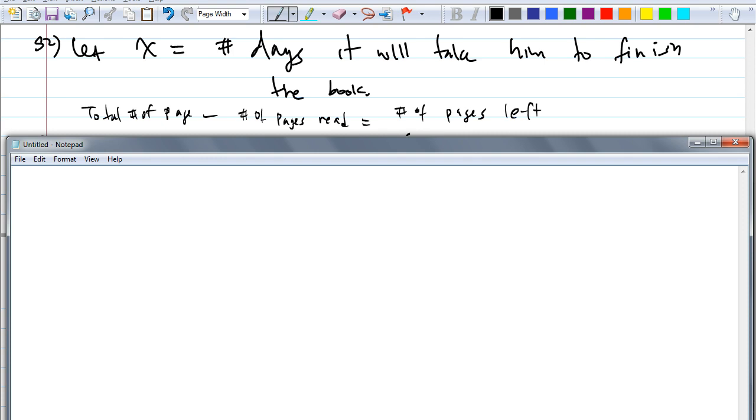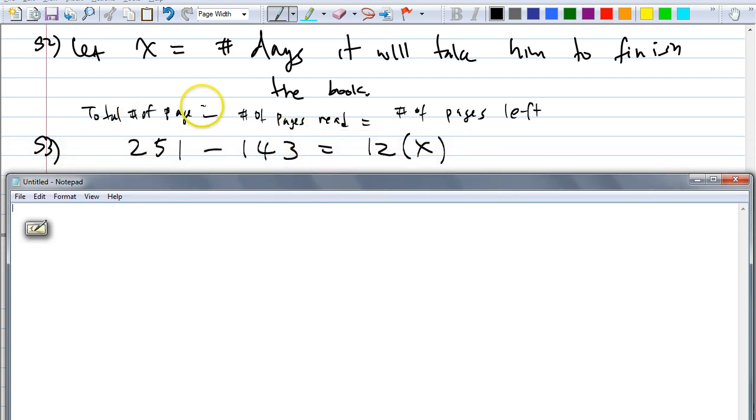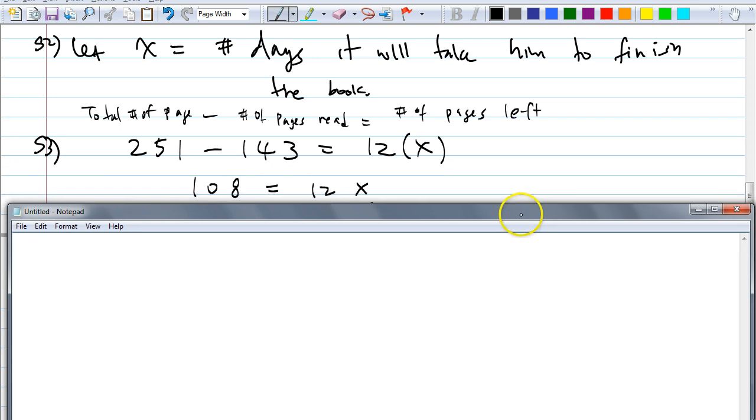So let's move on. Okay, so I wrote down the formula for you, so some of you asked. Okay, so it's total number of pages minus number of pages that are read equals number of pages left, right? So you could do that if you wanted to. But this one, you don't really have to put that one. Okay, so what do we do next here? How about, who haven't I called? Angel? What do you think? What do I get on the left side? 108 equals 12x. Did you all get this?